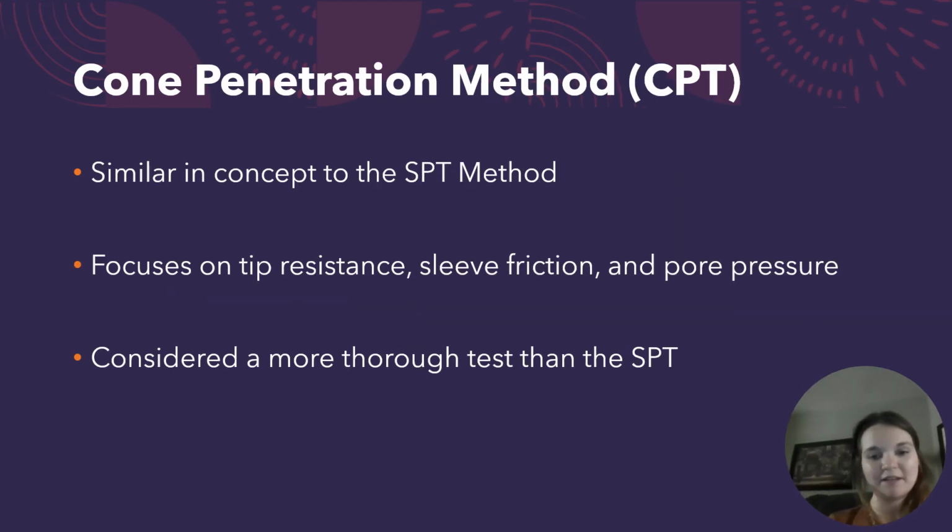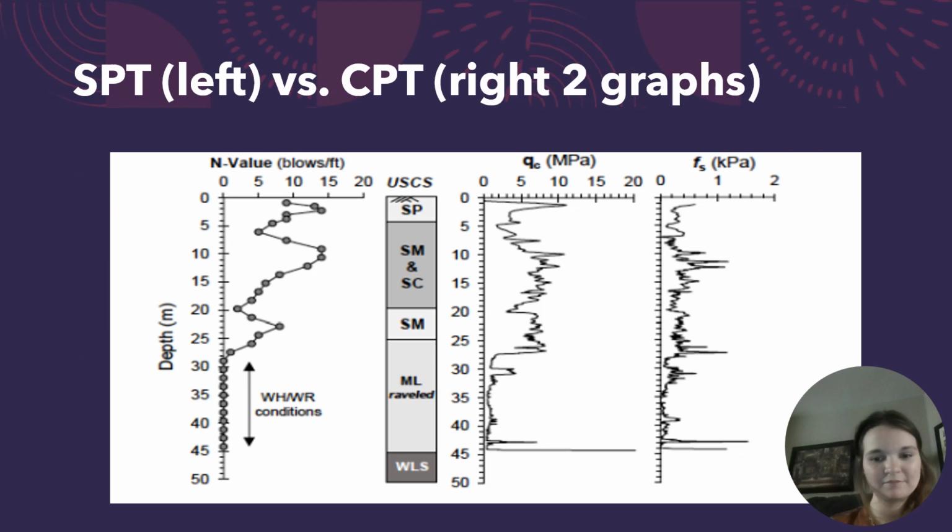The CPT method is a lot more thorough than the SPT method. It's very similar in concept, but it's a lot more thorough as it's able to investigate tip resistance, sleeve friction, and pore pressure, which are all also huge indicators of determining if there is a sinkhole present in the area. As you can see from these graphs, the one on the far left is an indicator of the SPT, while the two on the right are indicators of the data from the CPT.